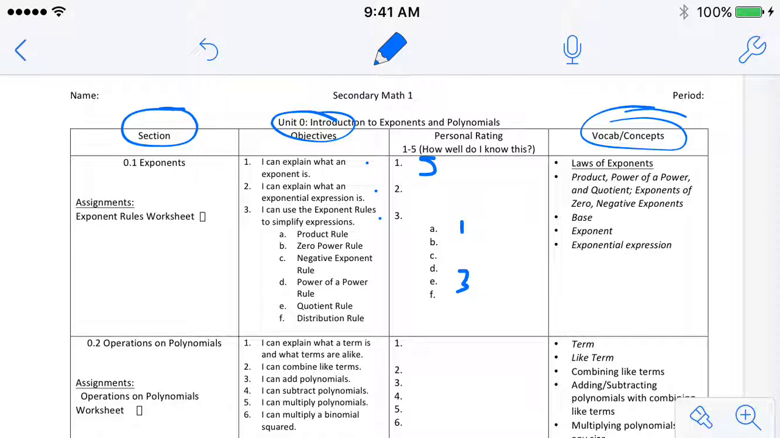The most important part for this sheet, though, is right here. Assignments. This is where all of your assignments for the whole section will be listed. So if you put all the sections together, you've got all the assignments for the whole chapter. For example, the homework tonight will be the exponential rules worksheet. So that will be what the homework is. And notice there's a handy dandy little box next to it, so when you finish you can check it off. And that's what that's for.